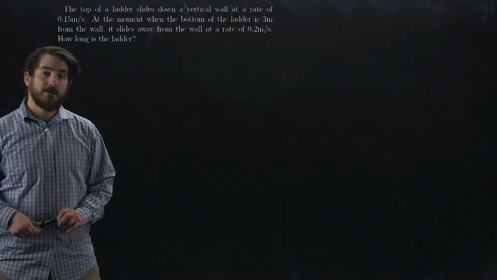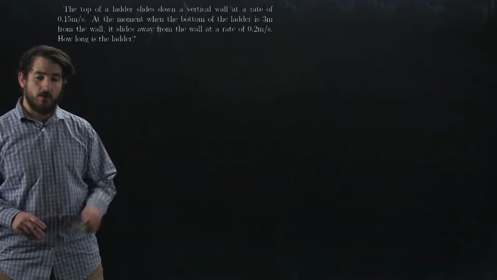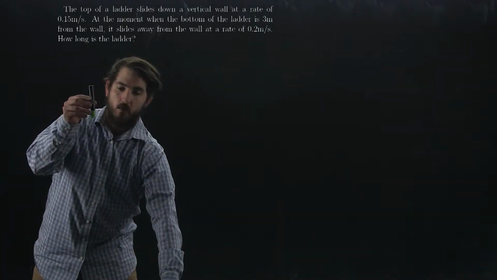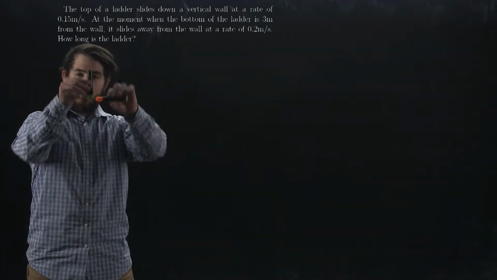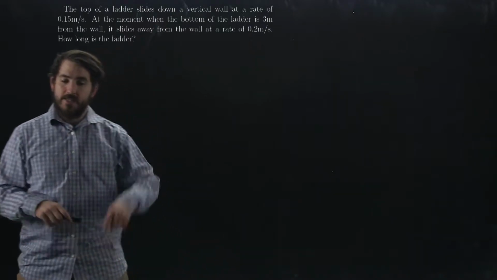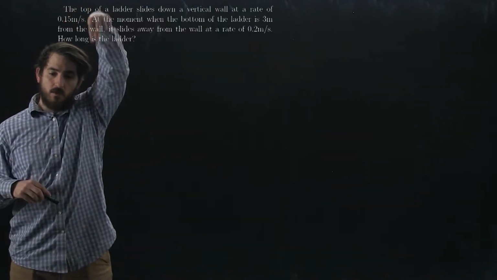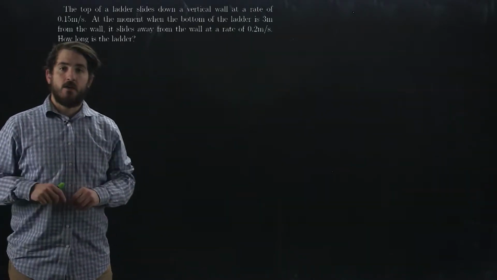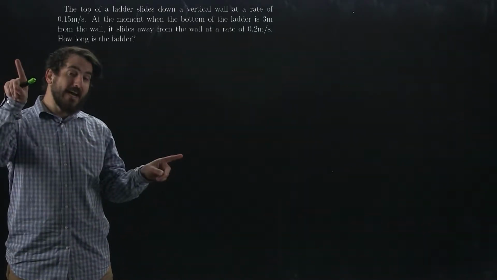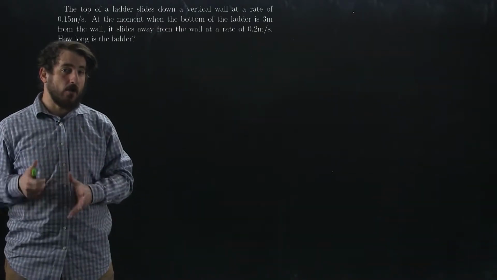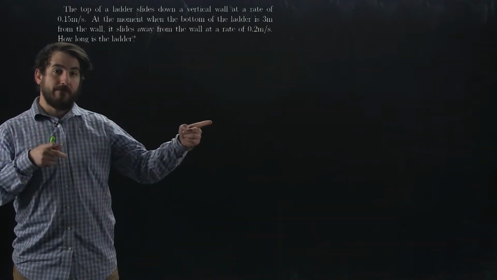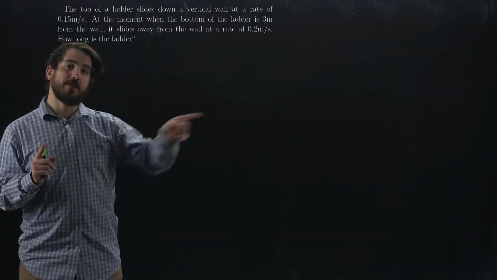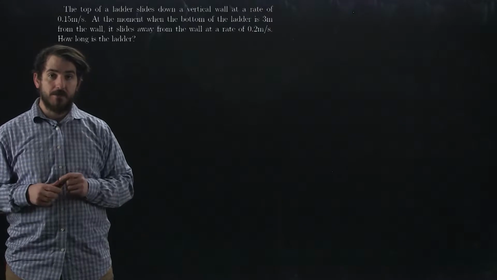Hello. Today we're going to be talking about a related rate type problem where we have a ladder sliding down the wall. So it would be a wall and then a ladder sliding down the wall. And we know that it's sliding down the wall in a downward direction at 0.15 meters per second. And we want to know what is the length of this ladder, knowing that at 3 meters away from the wall, the speed at which it's moving away is 0.2 meters per second.